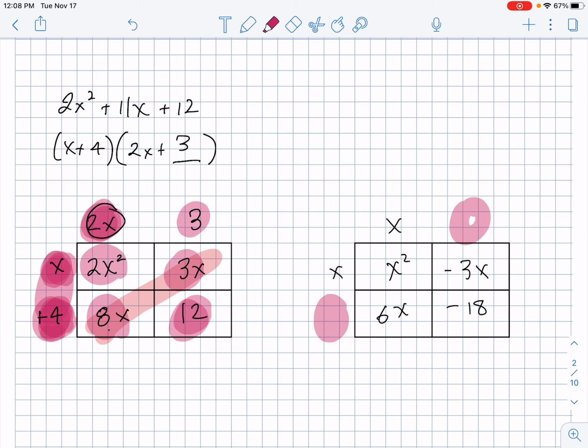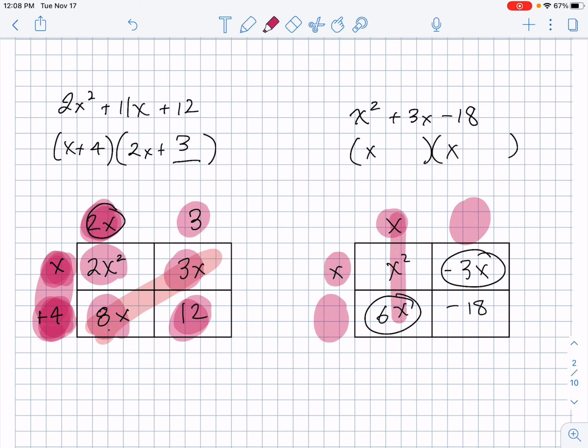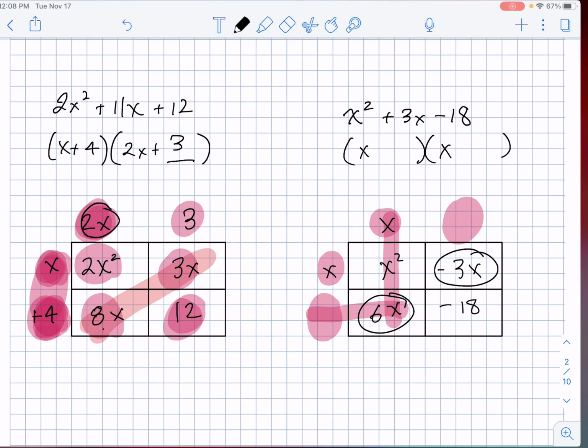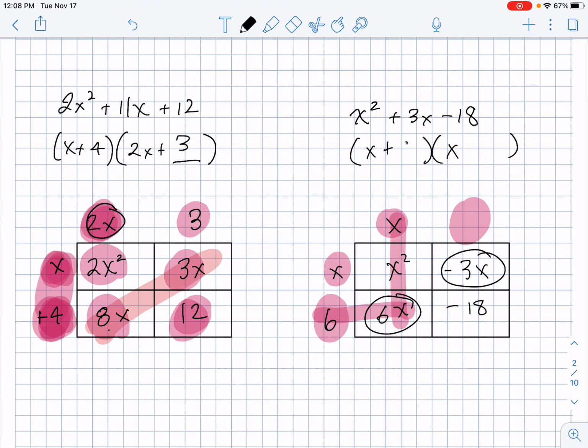Okay, and then finally, our last one, a little bit trickier because this time we are missing this one and this one. So let's see if we can figure it out. Well, we know we're going to have x squared plus 3x minus 18 because 6x and negative 3x make positive 3x. The question is, what goes in these blanks? We should have 2 x's here. I won't even go so far as to say we should have pluses. We know we're going to have an x here. We know we're going to have an x here. And x times what makes 6x? Well, 6, right? So probably this is 6. X plus 6.